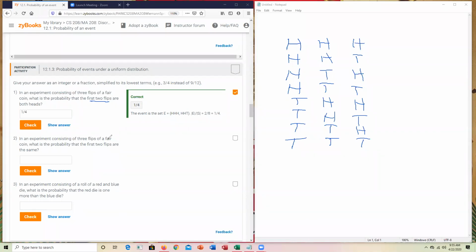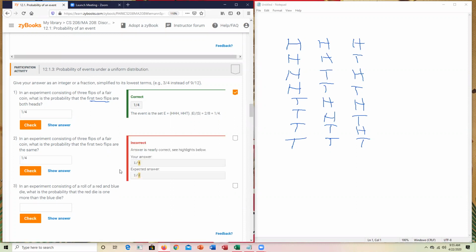Okay, an experiment of flipping 3 flips of a fair coin. What is the probability that the first two flips are the same? Looks like that's the exact same question. Should be 1/4 again, right? Oh, the probability of the first two flips. Oh, first two flips. My apologies. I misread that incorrectly.